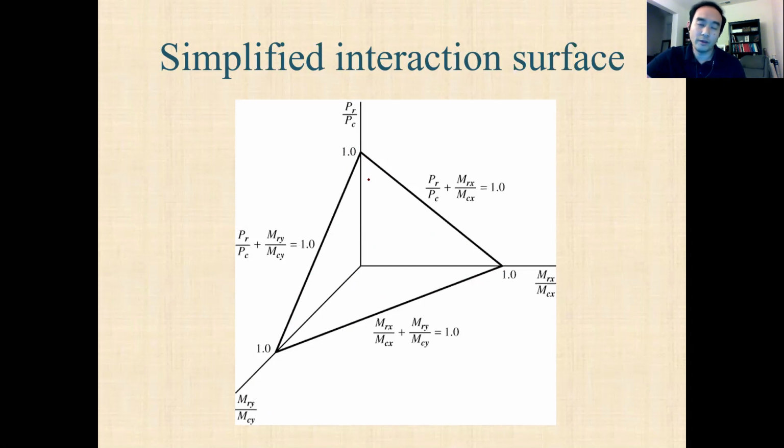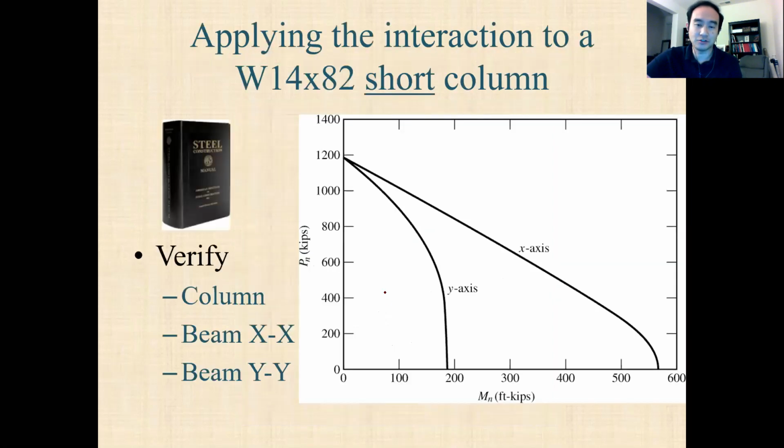So when the dots are inside of this domain, that means we are okay. Our demand is not exceeding the capacity. Otherwise, when you take the ratio between the demand and capacity and the point is outside of this domain, that means we are exceeding the limit.